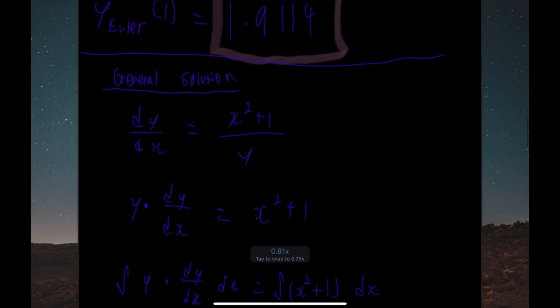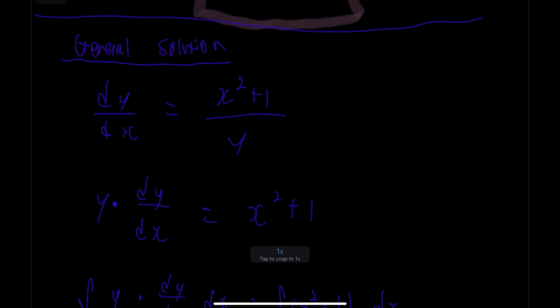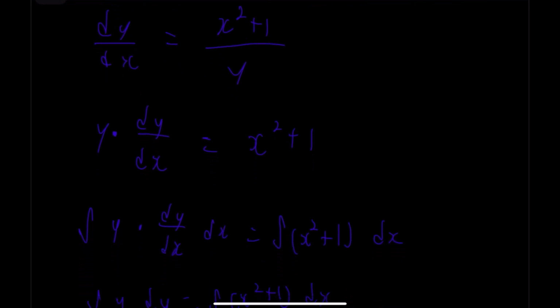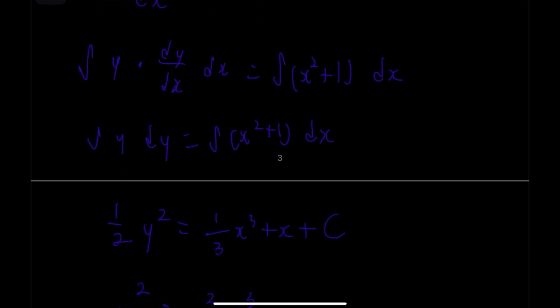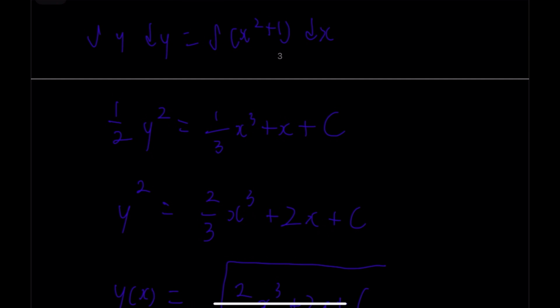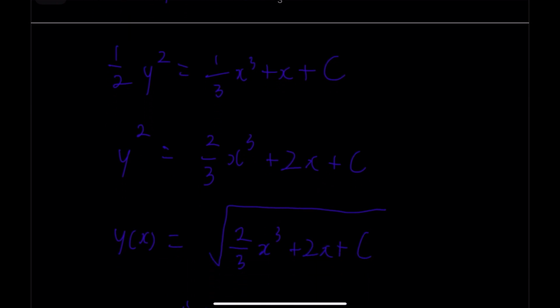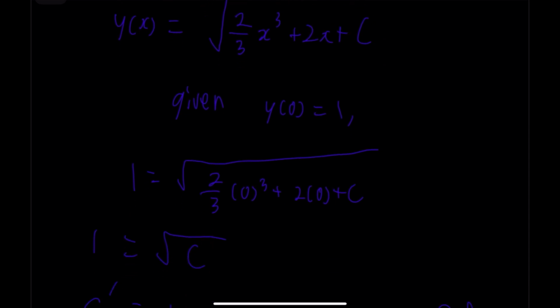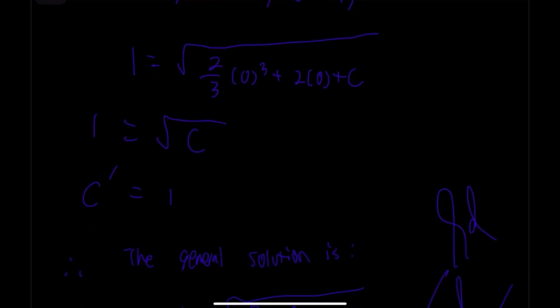Then moving on to the general solution, we know that dy/dx equals (x squared plus 1) over y. So we multiply both sides by y, and then we integrate both sides, which lets the dx be cancelled out on the left side. And after integrating everything, we multiply everything by 2, and then square root it. Now we can sub in the value of y equals 1 when x equals 0, and that gives us c equals 1.